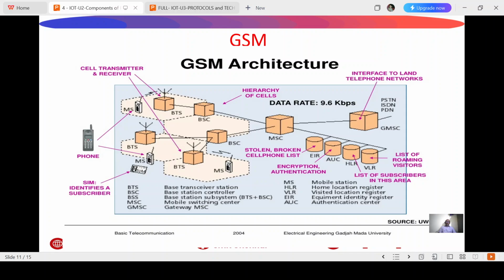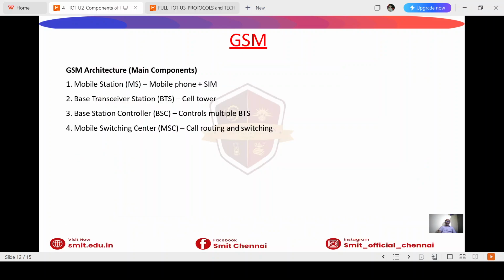This whole architecture works together. If any one fails, then the entire thing will collapse. So we need to cautiously monitor each and every workstation. That's why we have seen the main components: MS, BTS, BSC, and MSC.